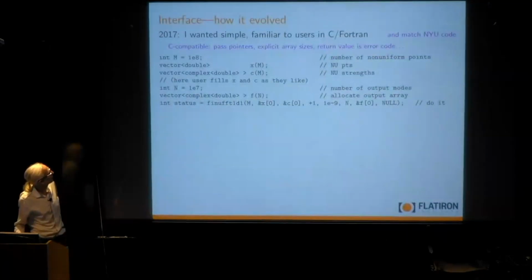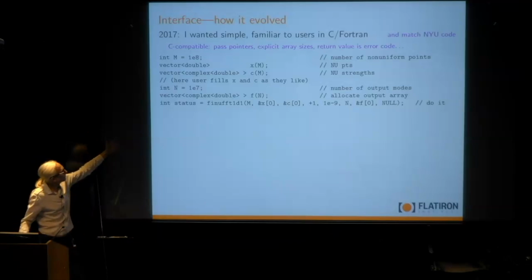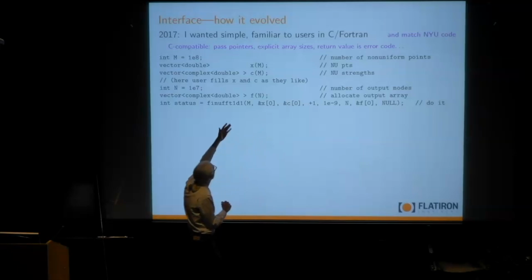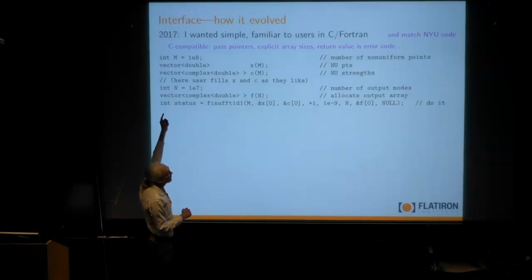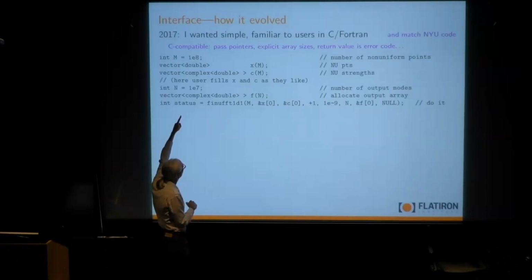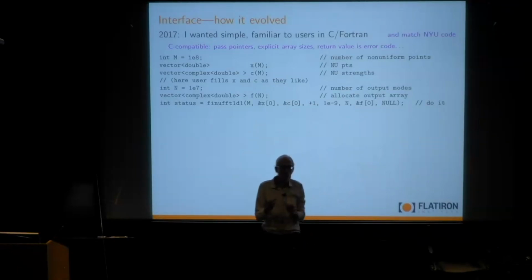The interface is an interesting issue. I wanted it to be really simple and familiar to C and Fortran users, and the function definition came basically to match this old NYU code. Signature, that's the word. So this is how you drive this from C++, but you'll notice it looks a little weird. We set up some vectors, but then we pass the pointers to the vectors in. That's because the thing is a C-compatible interface.